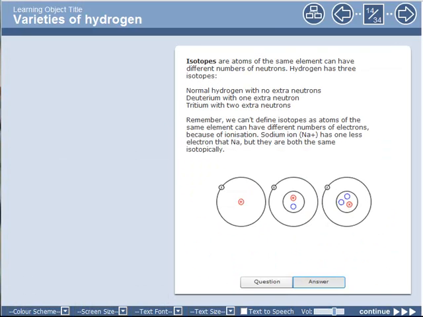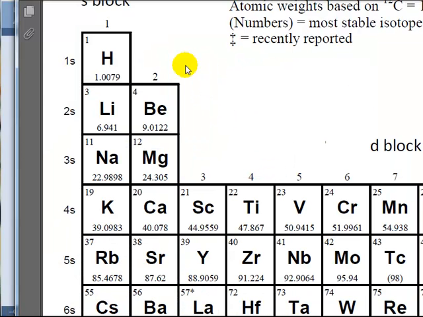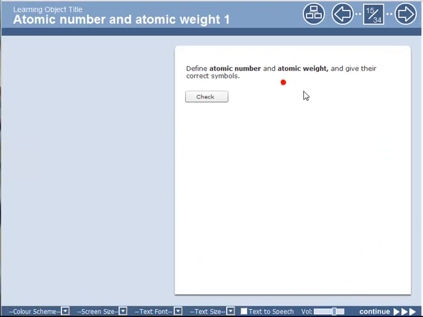Okay, moving on. That's asking you to specifically define atomic number and atomic weight. We'll go back to the periodic table briefly. So again, that's the atomic number. This, of course, is a symbol, and this is the atomic weight. The question is how you define it. Now, we've said you get the atomic number from the number of protons in the nucleus. So have a little think about how then we would get the atomic weight, and also give their correct symbols, which I must admit I always mix up. So have a little think about that.